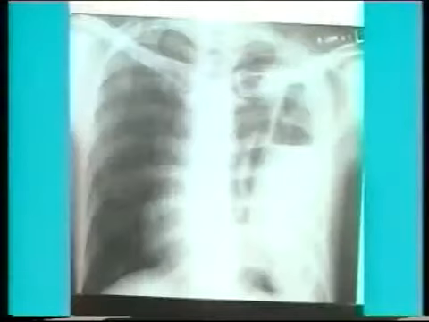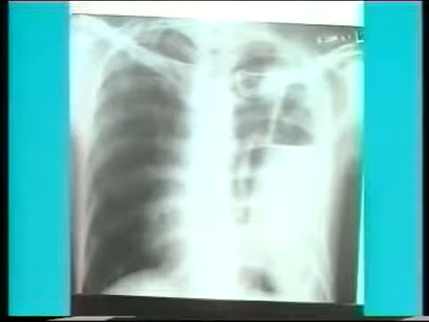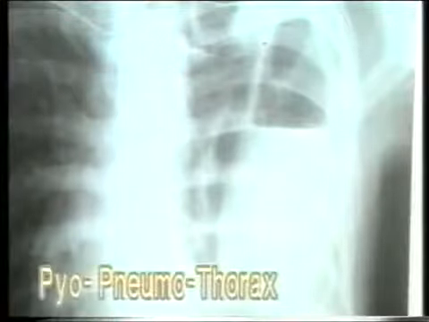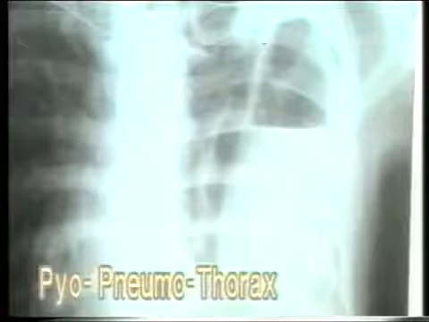In the second X-ray, the ribs cannot be seen through the fluid, and though the lung border is not much thickened, it is more likely to be a pyopneumothorax. In this X-ray, note the loculated fluid collection on the left side with an air fluid level. The fluid appears to be pus as ribs cannot be seen through it, and note the marked thickening of the lung border. So this is loculated pyopneumothorax.